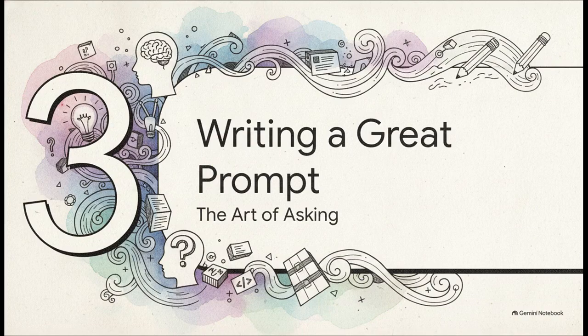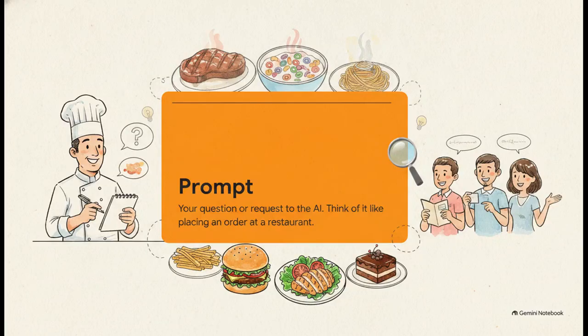So that brings us to Section 3, writing a great prompt, the art of asking. The true secret to this technology isn't understanding how the computer works on the inside, it's simply learning how to ask the right questions. You're going to hear the word prompt a lot when people talk about AI. A prompt is simply your question or your request to the computer. That is it. Think of it exactly like placing an order at a restaurant.